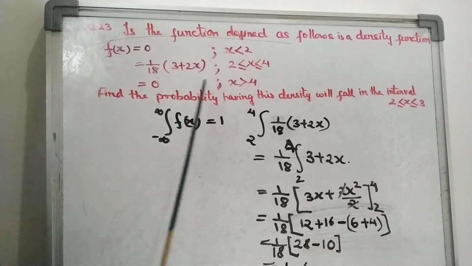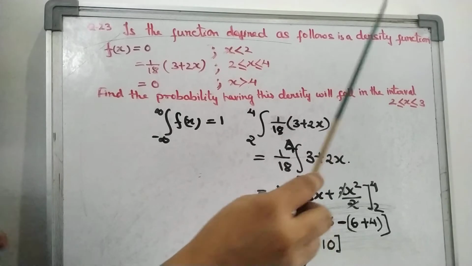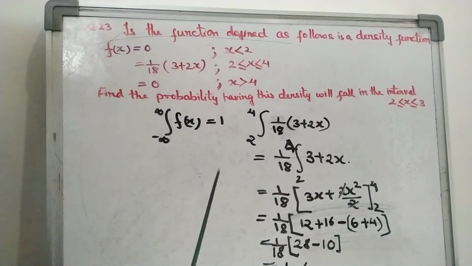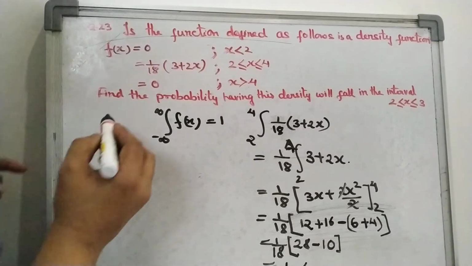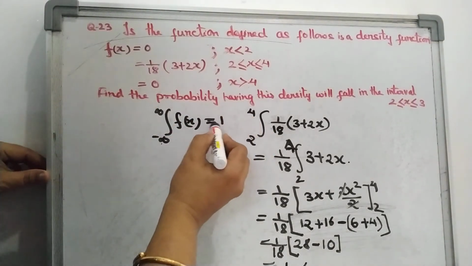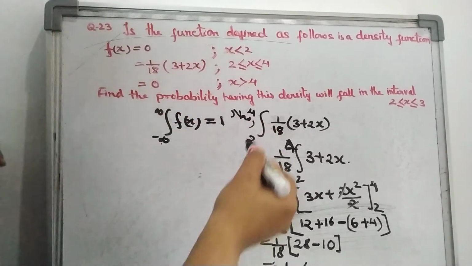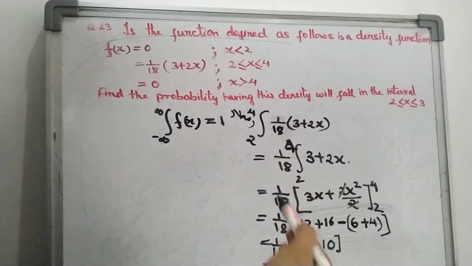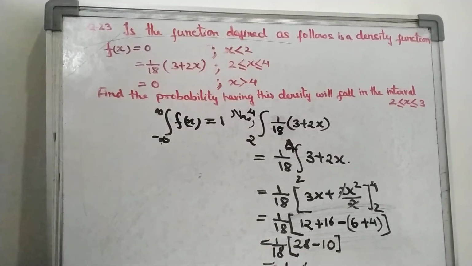So one part is complete: we were asked to check whether the function defined is a density function or not. So we did it, because if f(x) is a density function, then the integration over the range is equal to 1. You start doing the integration over the range and check whether the value is 1 or not. Here the value is 1, so it is a probability density function.